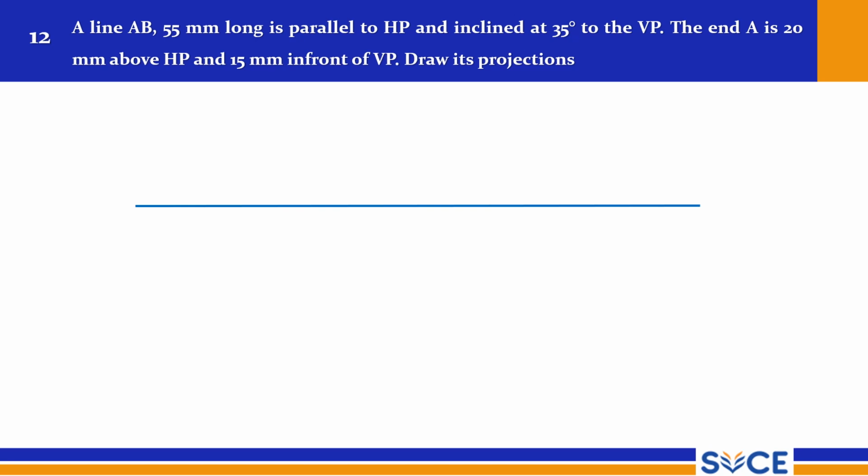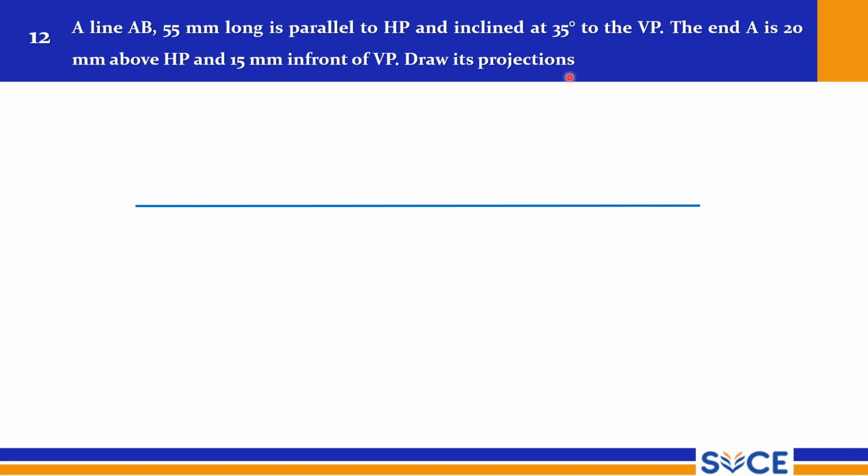A line AB 55 mm long is parallel to HP and inclined at 35 degrees to VP. It means that the phi angle is given, that is 35 degrees to VP. The end A is 20 mm above HP and 15 mm in front of VP. Draw its projections.